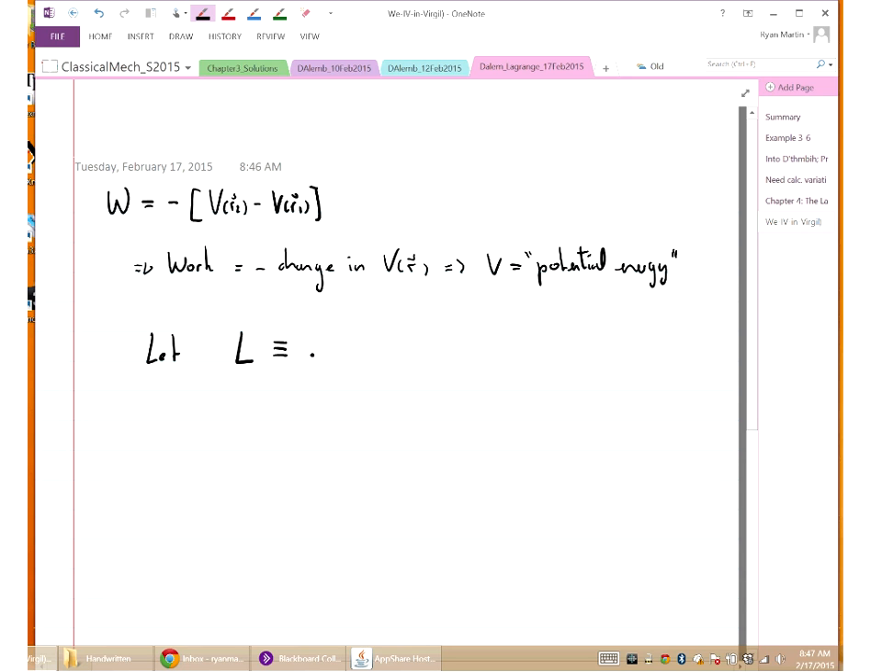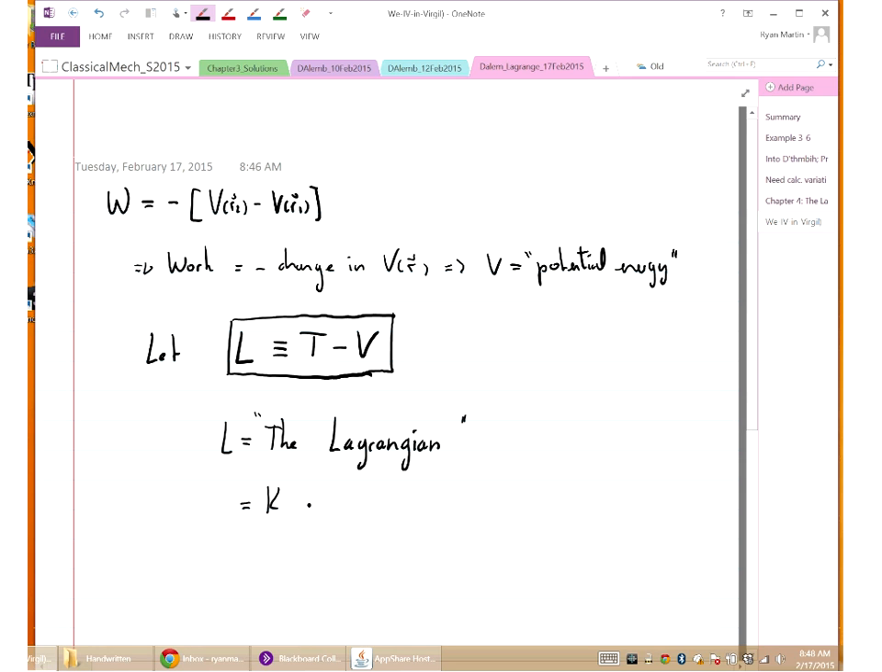So let L be defined as T minus V. Along with the Euler-Lagrange equation, you must always remember L equals T minus V. In fact, you can forget the Euler-Lagrange equation, but you should never forget that L equals T minus V. So L we call the Lagrangian, and it's equal to the kinetic minus potential energy.